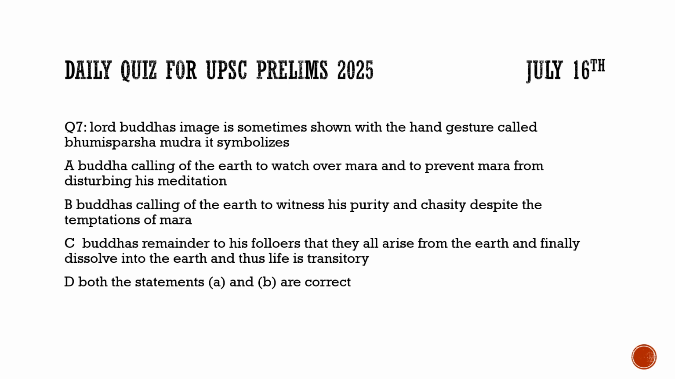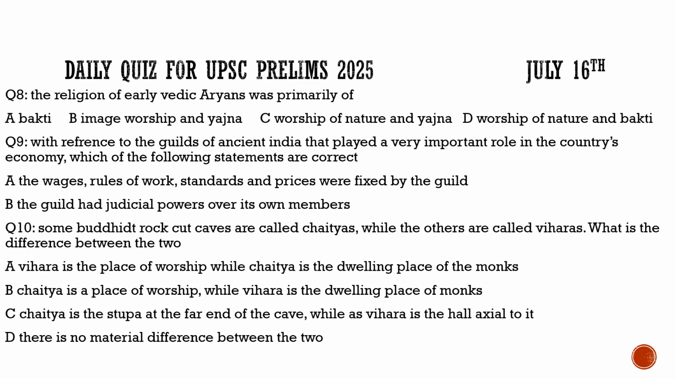Option B is correct. Let us see what option C says. Buddha's reminder to his followers that they all arise from the earth and finally dissolve into this earth, and thus life is transitory. No, this option C is incorrect. So for question number 7, it is definitely option B, which is the correct option here. Now coming to question number 8, it says the religion of early Vedic Aryans was primarily of bhakti. No. Was it image worship and yajna? No. Was it worship of nature and yajna? 100% option C is the correct option. The religion of early Vedic Aryans was worship of nature and yajna.